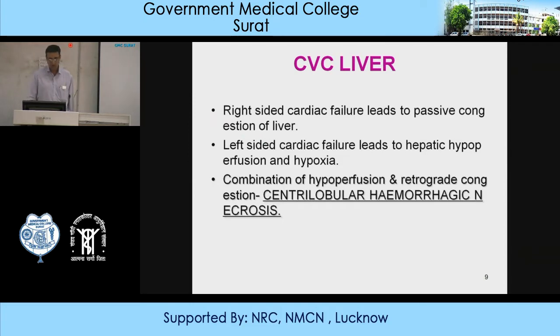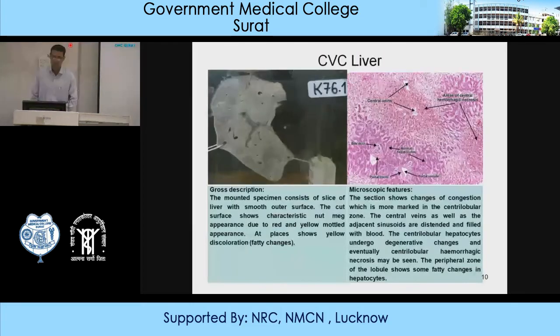See, here there is a gross and microscopic specimen of liver. In gross examination, the mounted specimen consists of a slice of liver with smooth outer surface. The cut surface shows characteristic nutmeg appearance due to red and yellow mottled appearance. At places it shows yellow discoloration or fatty changes. See, here there is a mottled appearance of nutmeg liver.